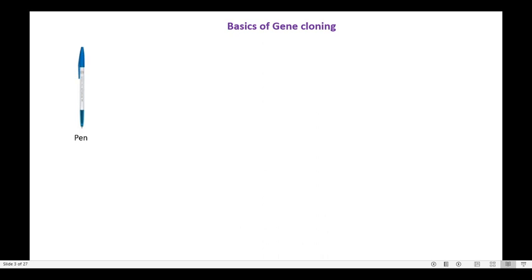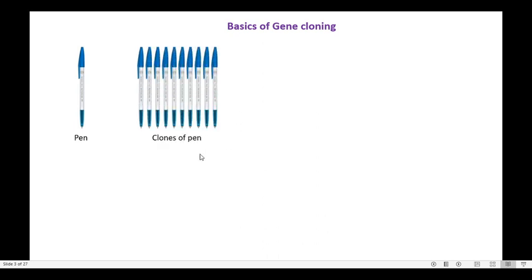For example, this is a pen. It has a cap, a cover and a lid and ink, and this is used for writing. Combining all these components and the function, it is called a pen. So when we have multiple copies of the similar kind of pen, these are called clones of this pen.